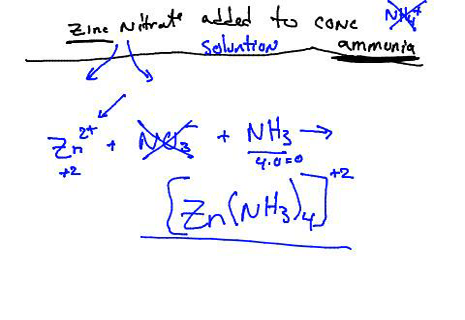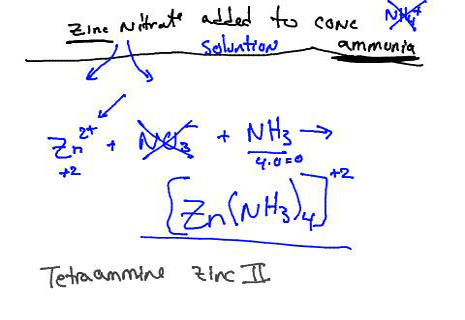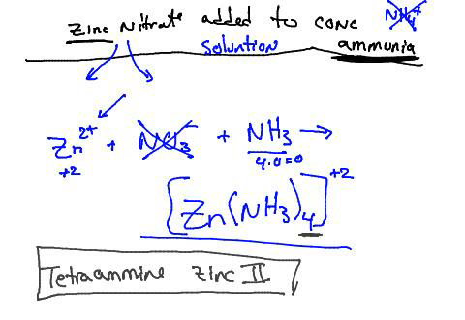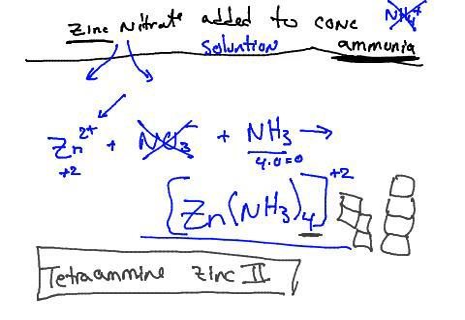Let me tell you the name of this, and write this down. This would be called tetraamine zinc 2. I'm not sure you necessarily would have to put the Roman numeral 2, but that would be the name of this ion. Tetra means there are 4. Tetra is the fourth. You ever played the game Tetris? They all have 4 squares. Hence the name.